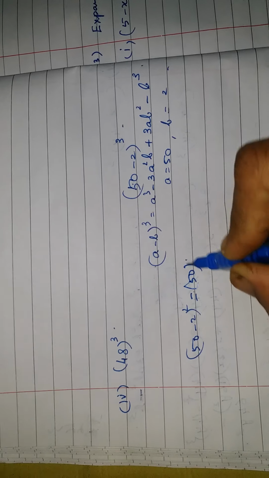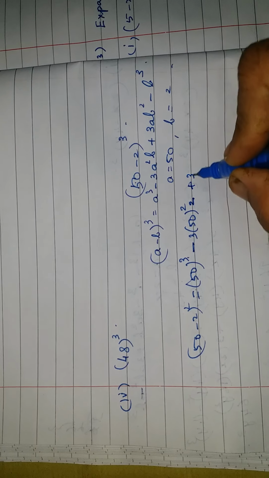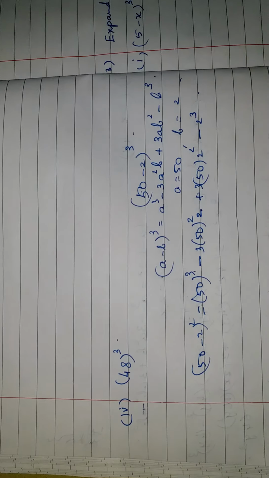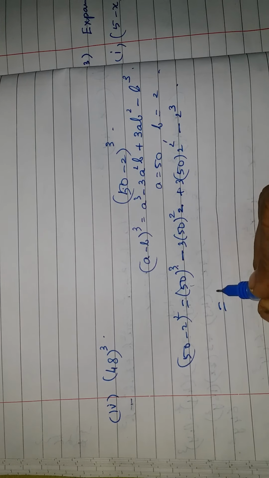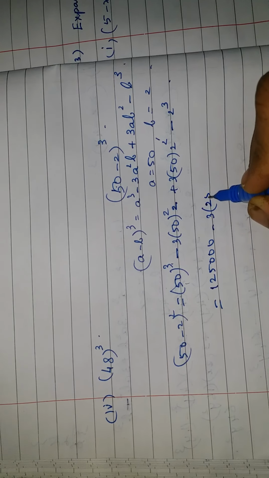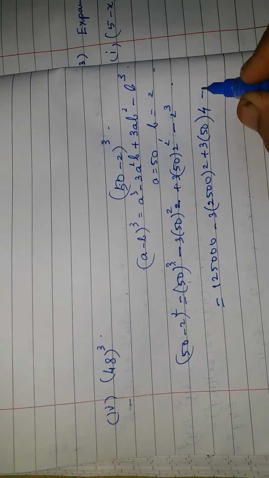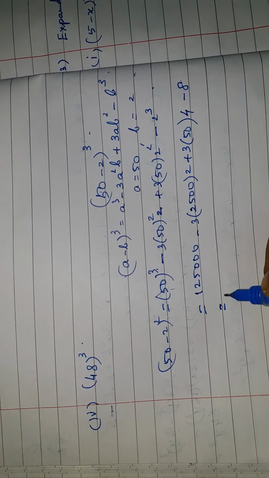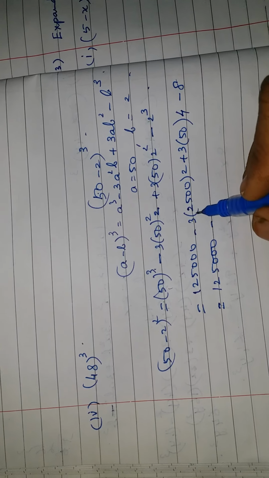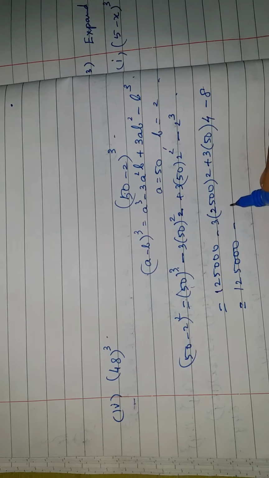So it is 50 cube minus 3 into 50 square, b is 2, plus 3 into 50, b square is 2 square, minus 2 cube. So it is equal to 50 cube is 125 followed by 3 zeros, minus 3 into 5 5s are 25 followed by 2 zeros into 2, plus 3 into 50 into 2 square is 4, minus 2 cube is 8. So it is equal to 125, that is 1,25,000, minus 2 3s are 6, 25 into 6 will give you 75 into 2, 150.